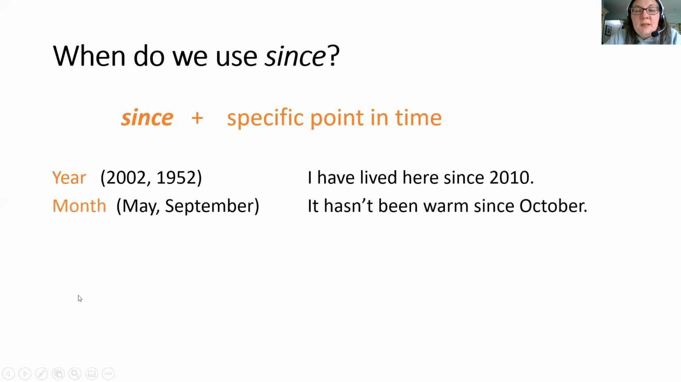We would also do the same thing for month, right? Whenever we are mentioning a specific month, like May or September, whenever we're talking about the month something got started, that specific point in time, we need to use the word since with that phrase. It hasn't been warm since October. That was the last time it was warm. The cold started in October. It's been cold ever since, right? Since October.